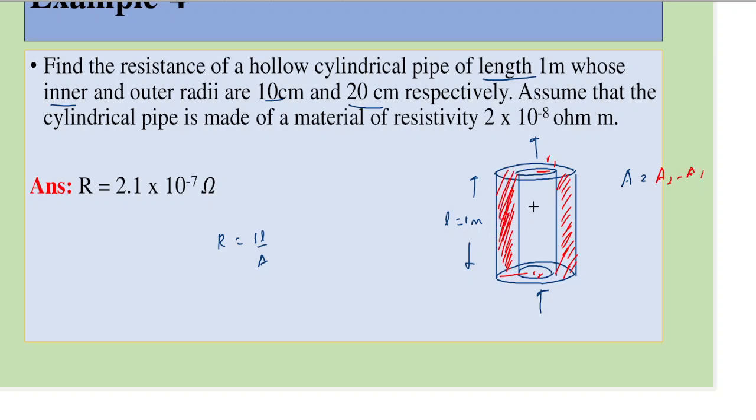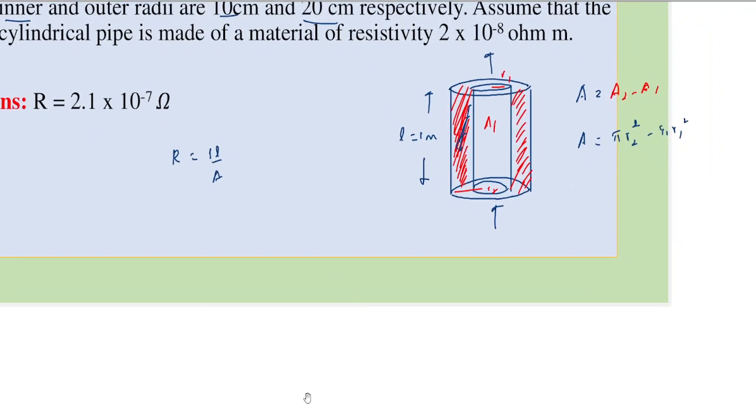I'm calling the area of inner cylinder as A1, the area of the whole thing as A2, and then what we want is only this region. So that will be A2 minus A1. So A is equal to pi into R2 square minus pi into R1 square, and that would give us A is equal to pi into R2 square minus R1 square.